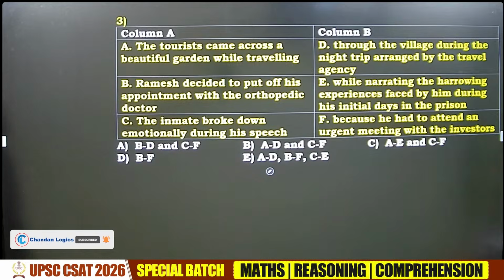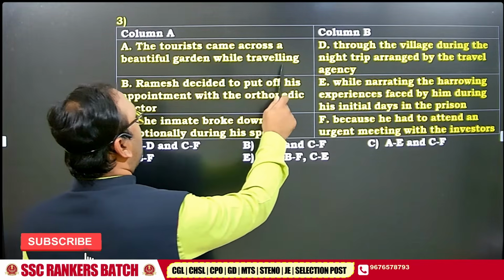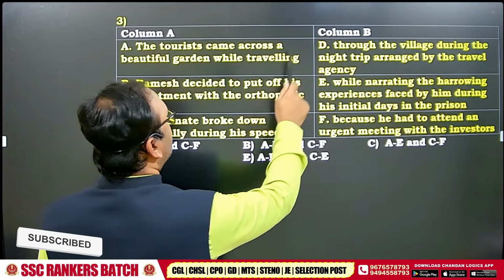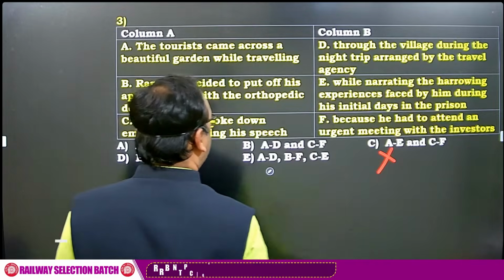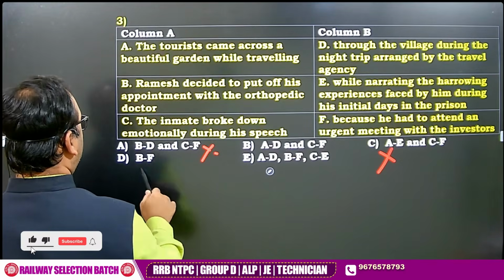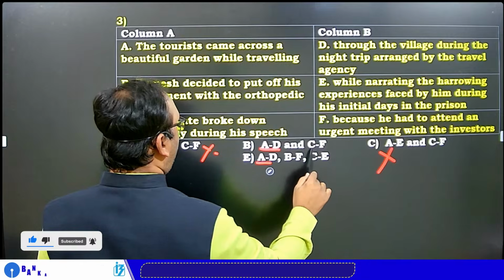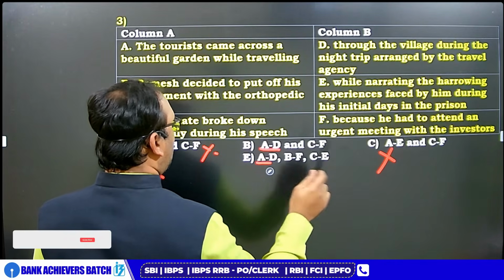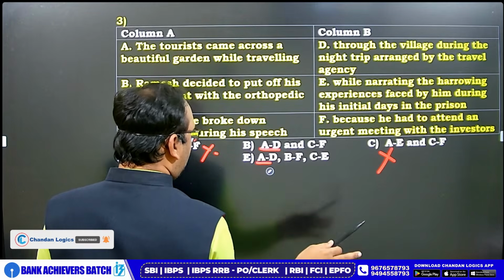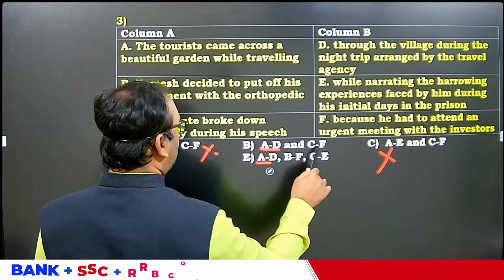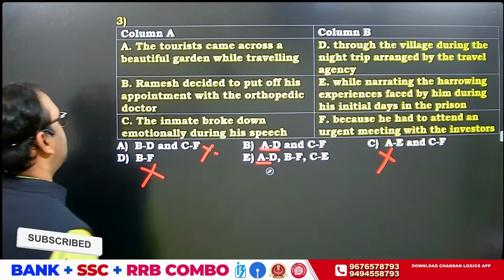Yes. The tourists came across a beautiful garden while traveling through the village. Perfect. AD perfectly matched. So remove the options where there is no AD. Now AD is here, AD is here. Nothing common. I think if you find any one, your answer is ready. For example, if you read CF and it is wrong, then this is the right answer. If you read BF, it is correct, this is the right answer.